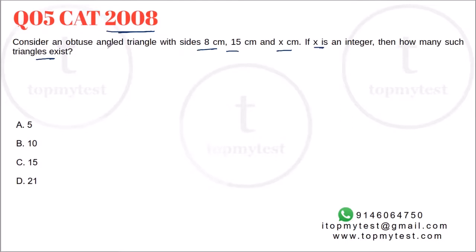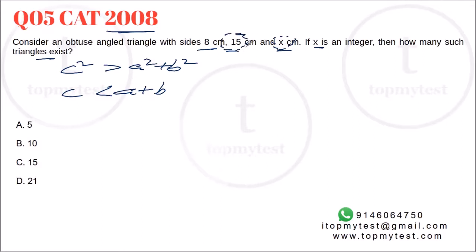Okay, now it's an obtuse angle triangle. So we know the square of the longest side has to be bigger than the sum of the squares of the other two sides. But it's also a triangle. So the sum of any two sides has to be bigger than the third side. These are the two relations which you need to use to be able to solve this. Now, which is the longest side? You can have x as the longest side, or you can have 15 as the longest side.